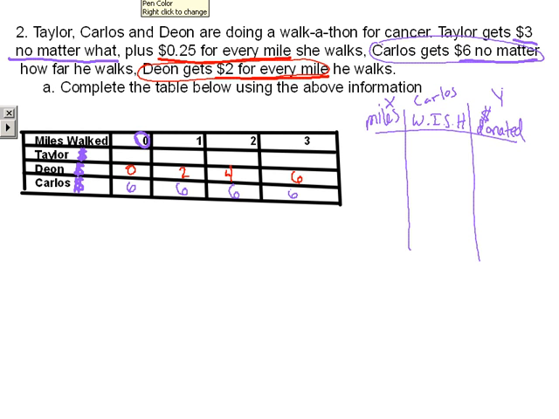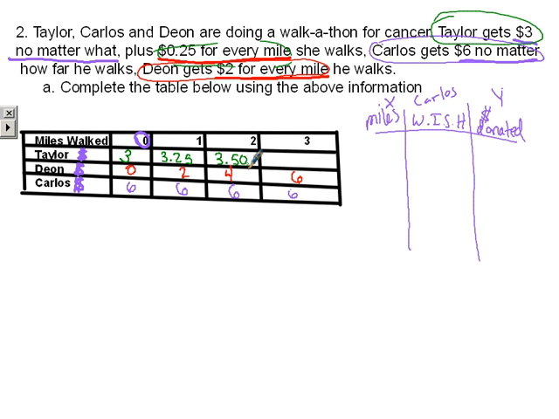Taylor's is the hardest for me. So if I look at Taylor, I see that she gets $3 no matter what, and then 25 cents for every mile. So that means that even if she walks 0, Taylor's at least going to get 3. And then she gets 25 cents for a mile. So if she walks 1 mile, you add 25 cents to 3, and I would get $3.25. If she walks 2 miles, then she got 25 cents for the first mile, 25 cents for the second mile, so a total of 50 cents added on to the 3 total. So if she walked 2 miles, she would get $3.50.